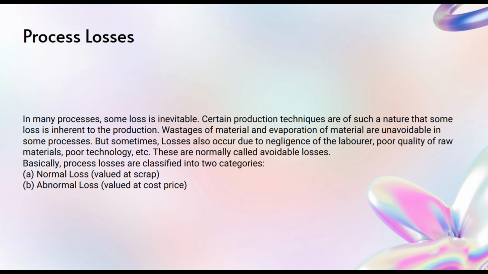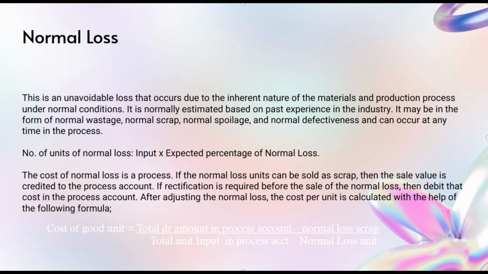Basically, process losses are classified into 2 categories. We have the normal loss, which is valued at scrap, and we have the abnormal loss, which is valued at cost price. Now, the normal loss, these are unavoidable losses that occur due to the inherent nature of the material and production processes under normal condition. So normal losses are losses that you can't avoid and that are part of the production process. It is normally estimated based on past experience in the industry. It may be in the form of normal wastage, normal scrap, normal spoilage, and normal defectiveness, and can occur at any time in the process.